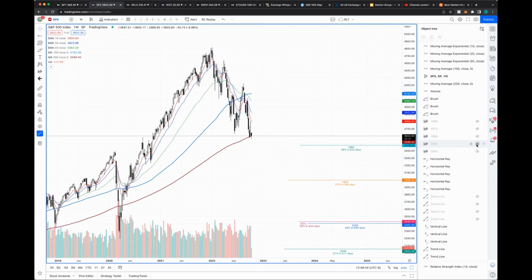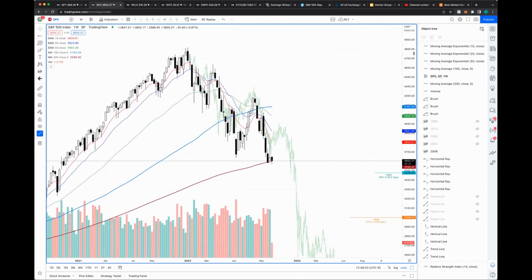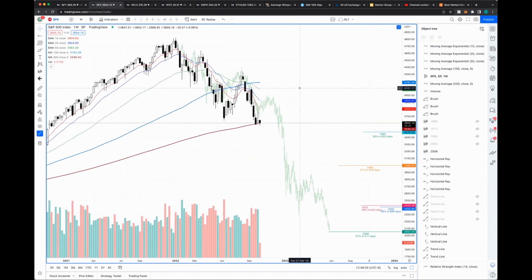All right, then the last one we have to look at is 2008. I think a lot of the comparisons to 2008 are happening because it's tracking so well. Like, we do look very similar to this 2008 pattern.